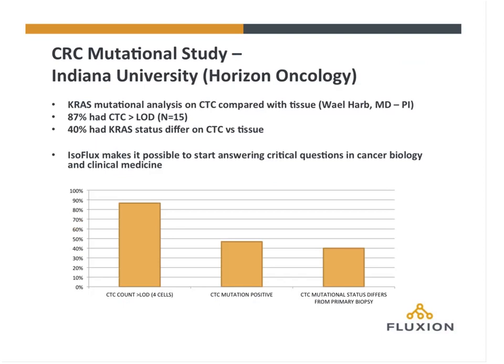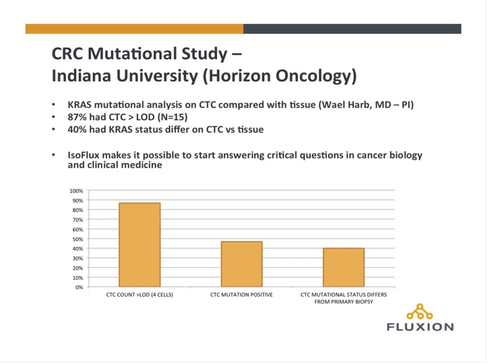And this is another mutational profiling study that we have ongoing with Indiana University at their Horizon Oncology Clinic. So here we're testing only colorectal cancer patients that have had a prior KRAS mutation test on their primary tissue. And these patients are at all different stages, including non-metastatic. So again, we see that about 87% of the patients tested so far have more than 5 CTCs, which is above the limit of detection for the mutation assay.